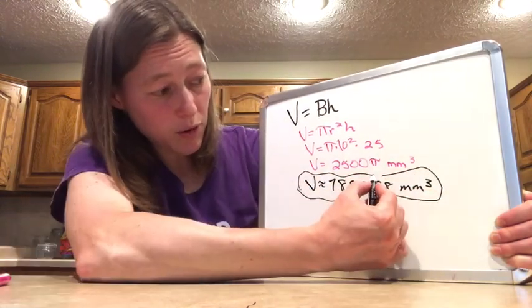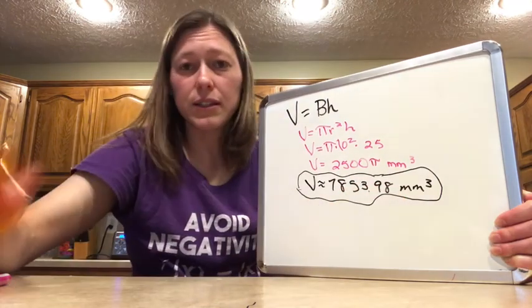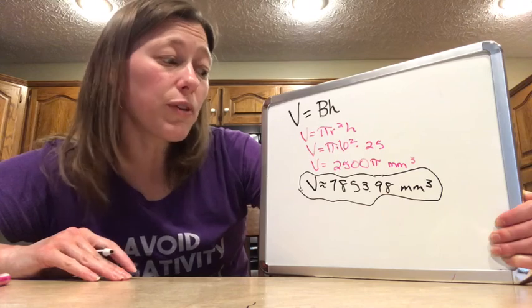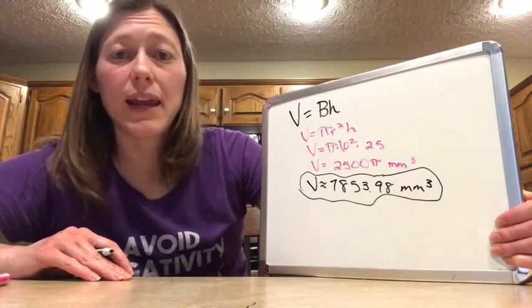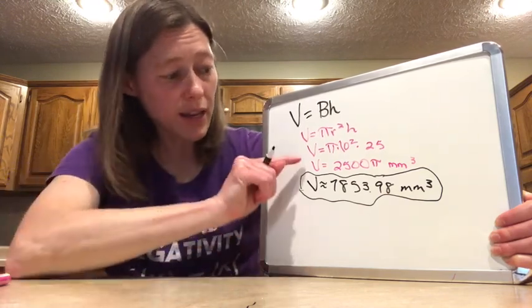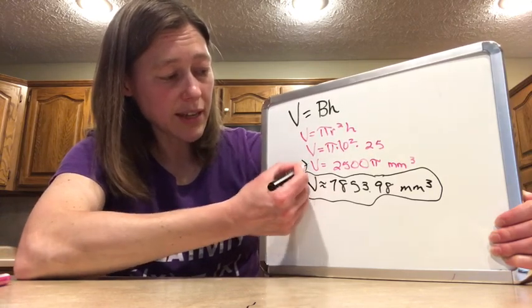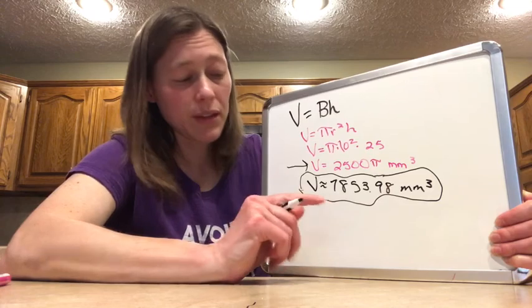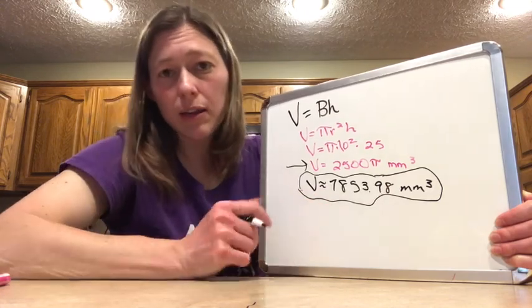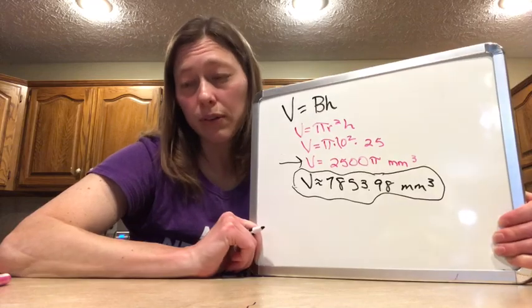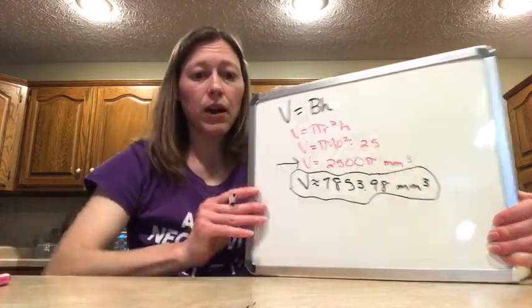So the volume of this cylinder is approximately 7,853.98 cubic millimeters. But again, the other one is an exact answer because it's in terms of pi. This one we rounded, so it just depends on what the directions are asking you for. But again, same formula.